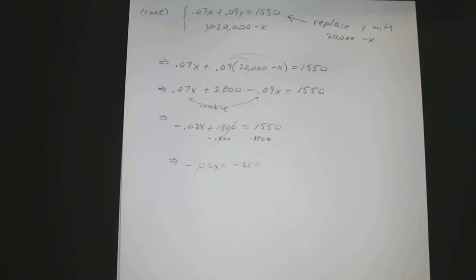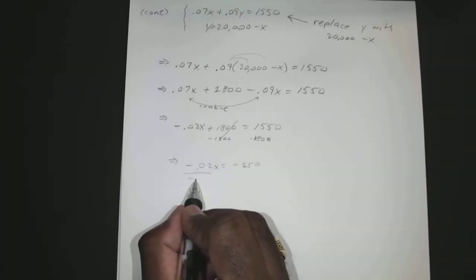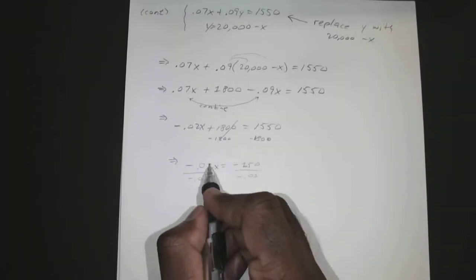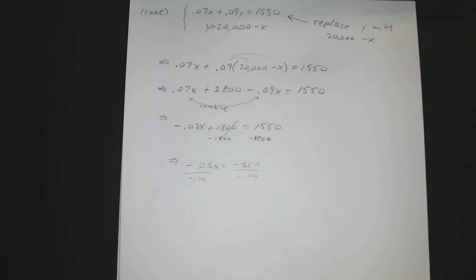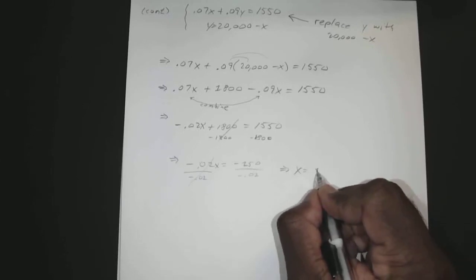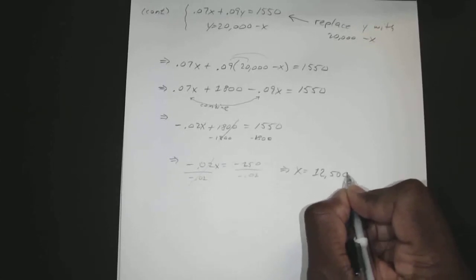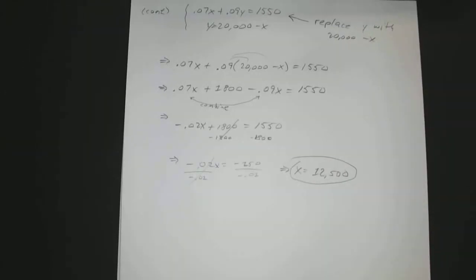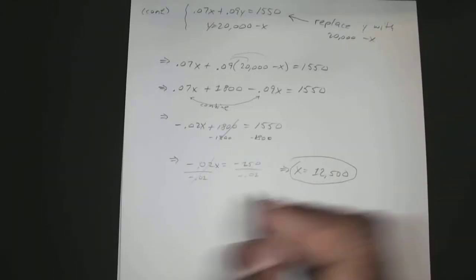Okay, so if we divide both sides by negative 0.02, anything divided by itself is equal to 1, so those two cancel out. So that means that x is equal to 12,500, which is the amount that he invested at 7%.